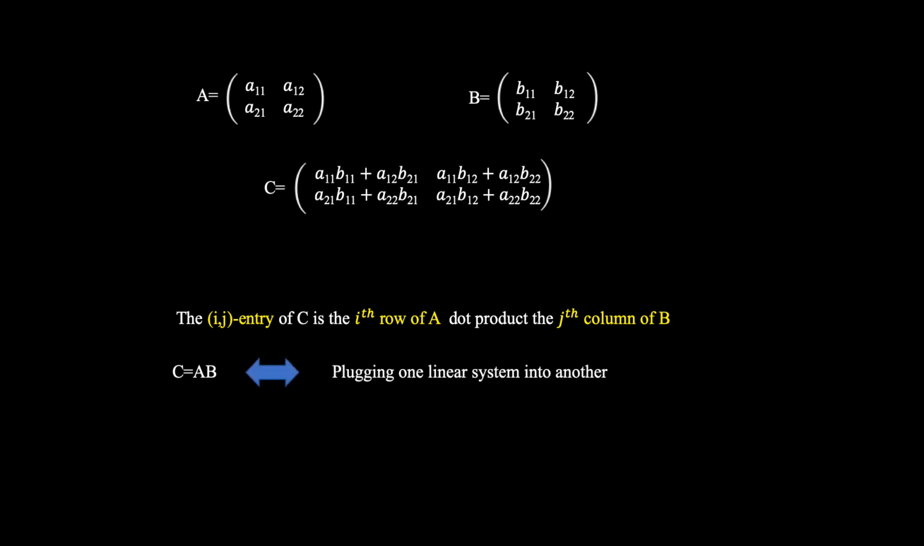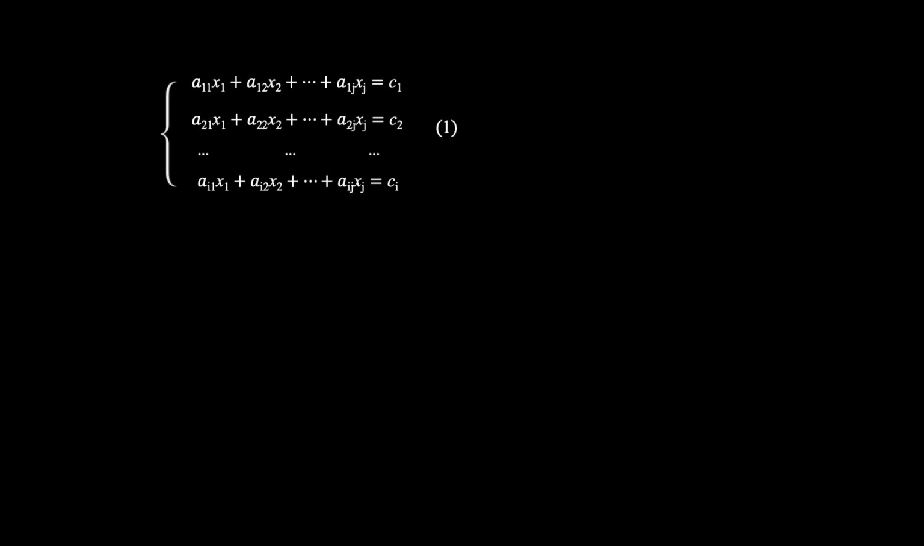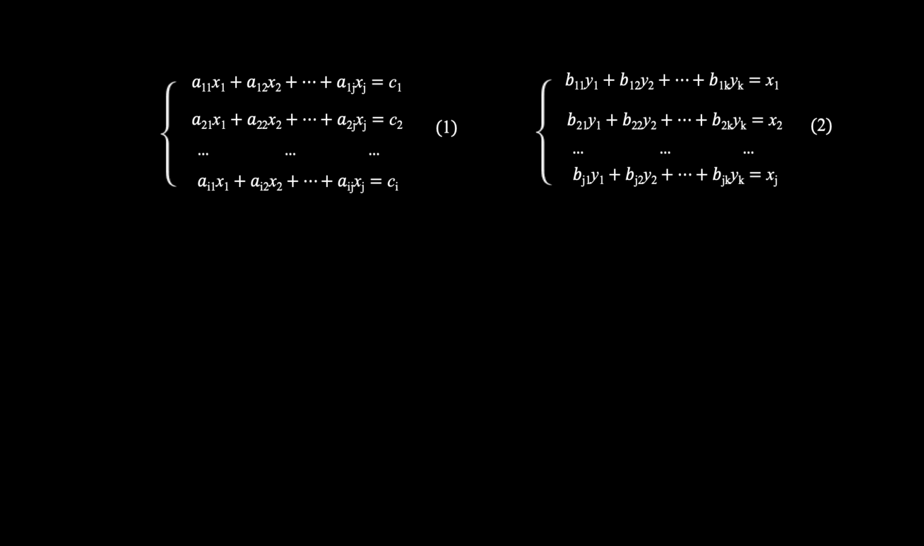In other words, matrices multiplication can be thought of as plugging one linear system into another. Let's expand this to a more general example. We have a linear system with j unknowns from x1 to xj, and I equations with c1 to ci as the values on the right-hand side of the equations. Similarly, we have another linear system with k unknowns from y1 to yk, and j equations with x1 to xj as the values on the right-hand side of the equations in the system.